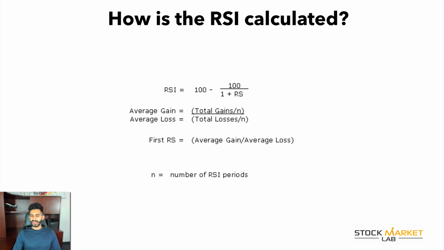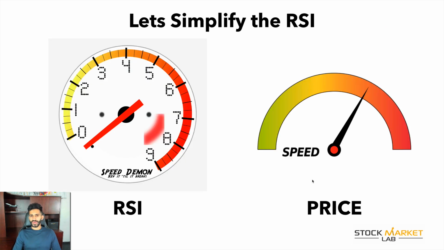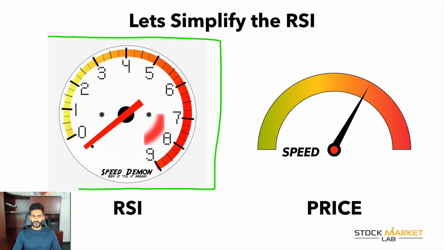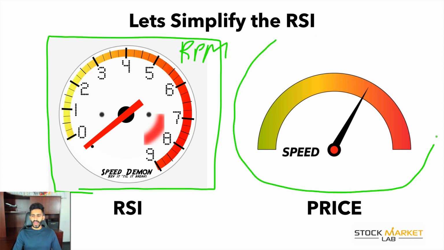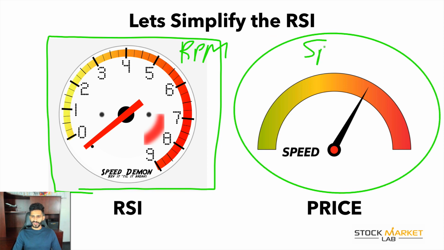Now let's simplify the RSI and I'm going to show you an example. This is how I want you to think about the RSI, and you'll understand why it makes a lot of sense. Think about a car. In a car, we have the RPM, and besides the RPM, we also have the speed. This is speed, and this right here is RPM.